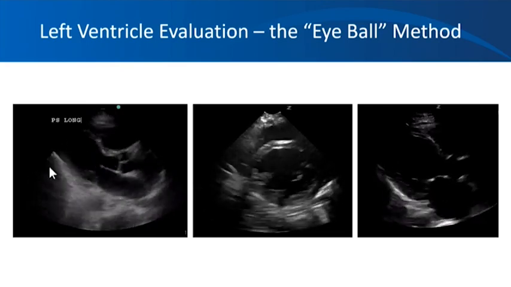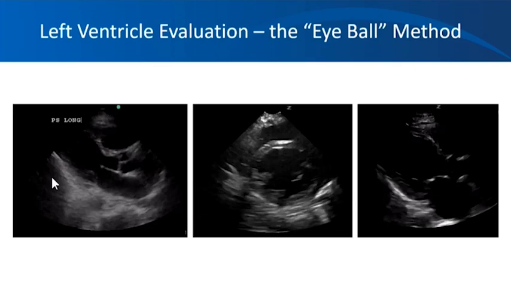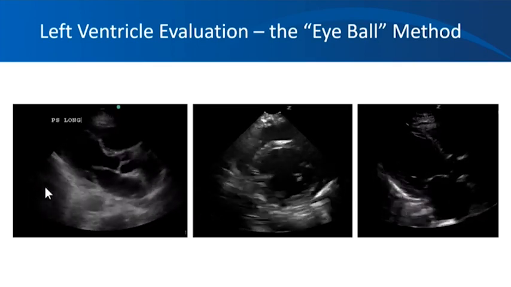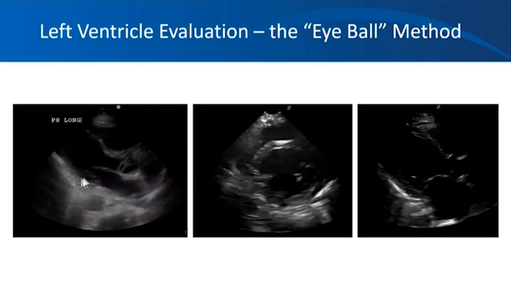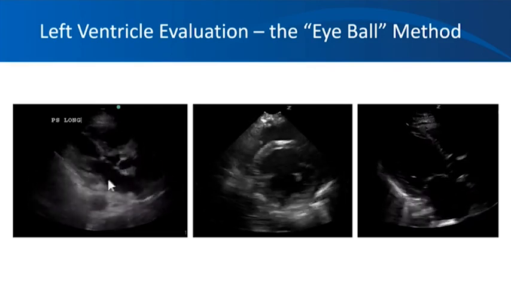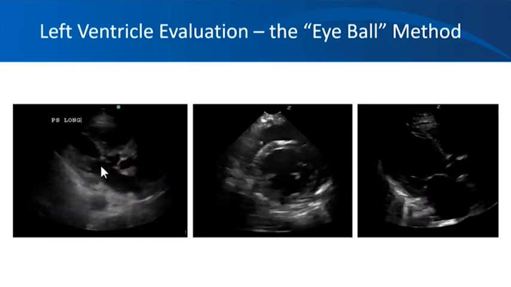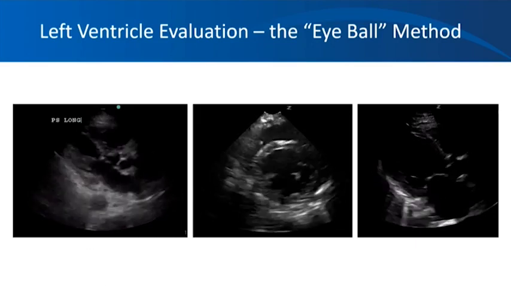In normal contraction, the walls thicken and move towards the center of the LV symmetrically. Also note the difference in the LV size between systole and diastole. And also note the mitral valve leaflets. The anterior leaflet of the mitral valve is approaching the septum. That's how it should be.